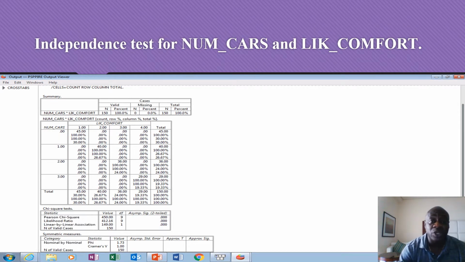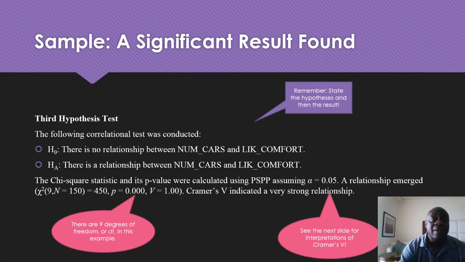Just further down, showing us more values. Now, we're going to do the third and the final test here. The following correlational test was conducted. There is no relationship between norm cars and leak comfort. There is a relationship between norm cars and leak comfort. The chi-square statistics and its p-value were calculated using PSPP, assuming alpha equals 0.05. A relationship emerged, and we have these values here.